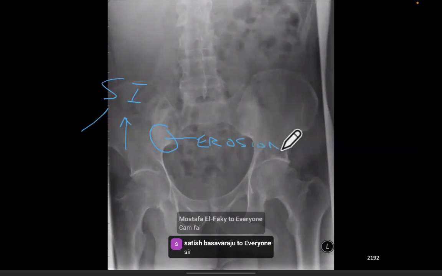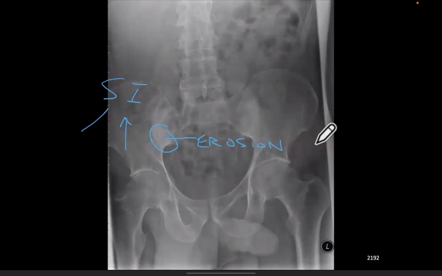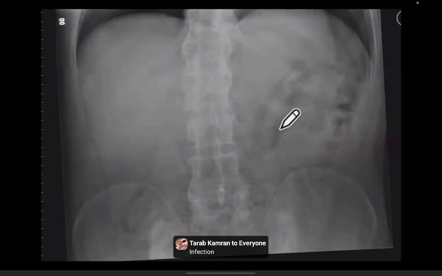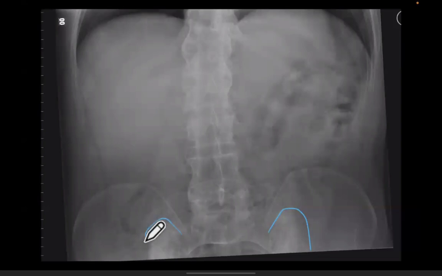And if you get unilateral sacroiliitis, it's almost always due to infection. Okay, and you can just see it there on the top of the film. Sorry, top of the SI joints on this film. Diagnosis.